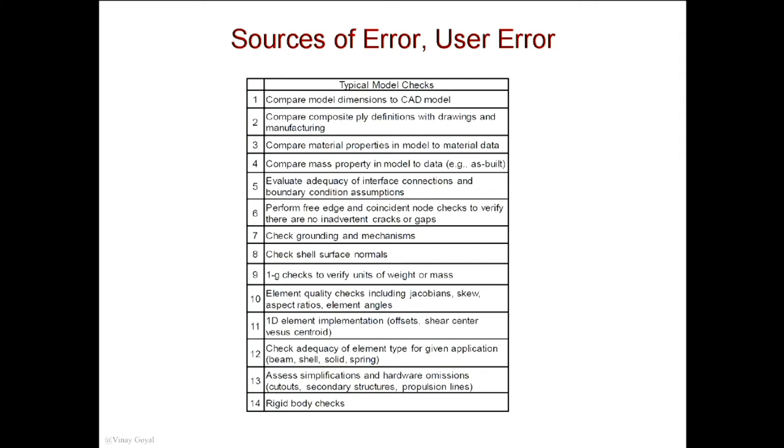Typical model check. When you get a model or you're constructing a model, make sure that the dimensions match the CAD geometry well, and that the plies match up with the drawings. Make sure you have material properties in the model that make sense, that they actually match some sort of test database or material database. Make sure you account for temperature dependence on the material properties. So if you have aluminum at hot or cold temperatures, make sure you have the correct mechanical properties for your application. Mass properties, make sure your boundary conditions are good.